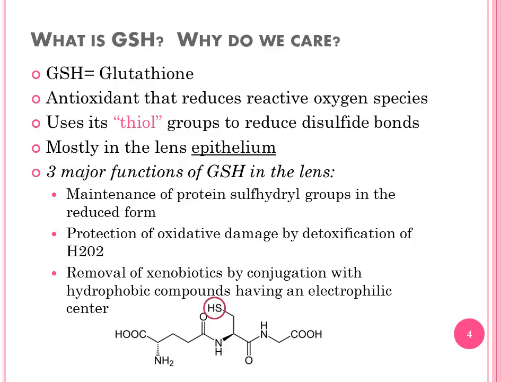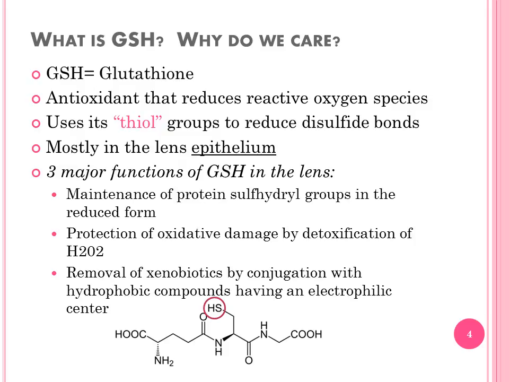And so glutathione, because we have so much light and UV coming into the lens, basically uses thiol groups to reduce disulfide bonds in chemical reactions, and this will essentially reduce the reactive oxygen species to a form where they can't cause damage. So this is mostly in the lens epithelium. Now if you go back to the picture from the previous slide, you can see that the epithelium is actually on that front surface, so that makes sense.